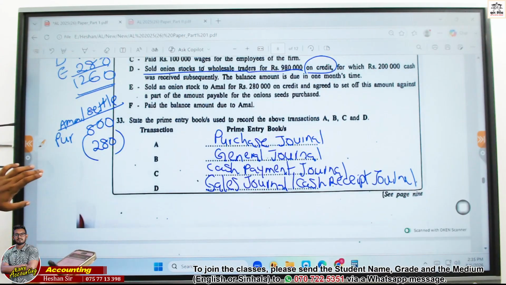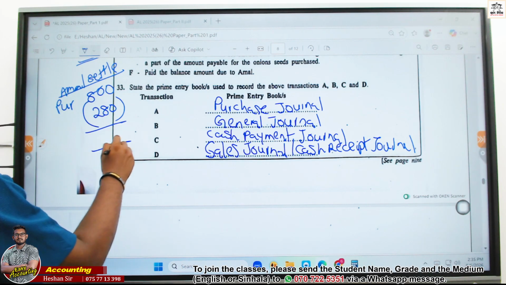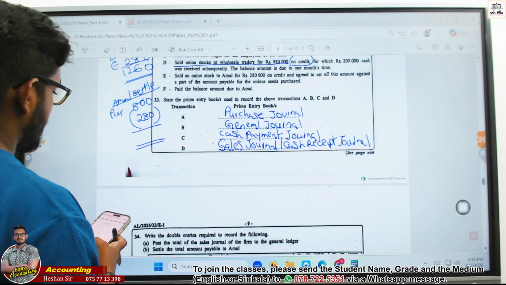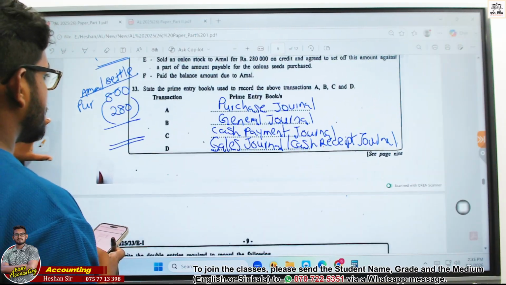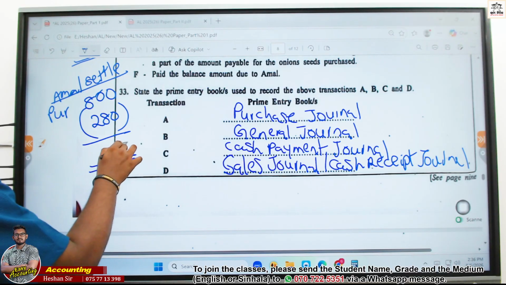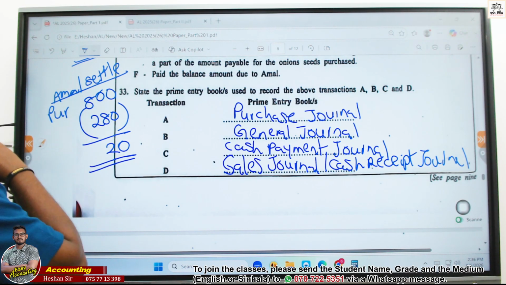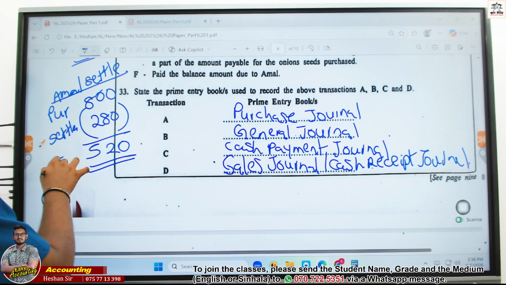So sales journal. Now you can see when we pay the balance, how much? Paid the balance amount due to... sorry, they are asking to settle the total amount payable to Amal. How much do we pay Amal? May settle this in cash.